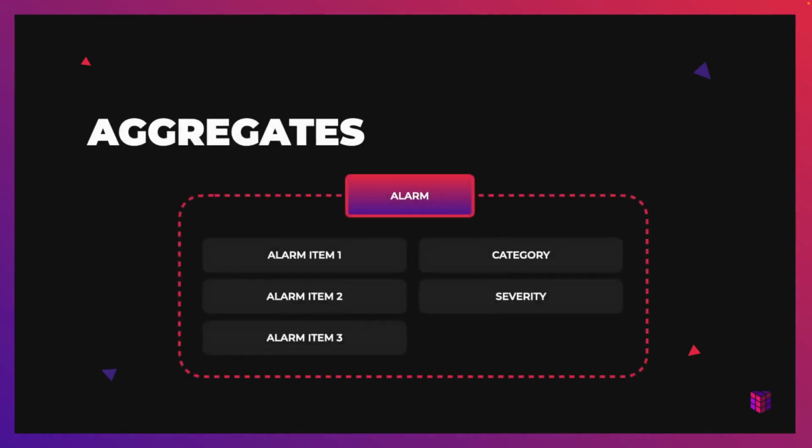Aggregates are a cluster of objects that are treated as a single unit. They ensure that all the objects within the aggregate are always in a valid and consistent state. An aggregate represents a transactional consistency boundary, meaning that changes to the objects within the aggregate should be made in a single transaction. In other words, any modifications to the state of one entity within the aggregate should be done within the context of the aggregate itself.